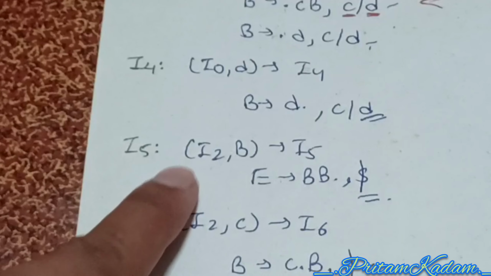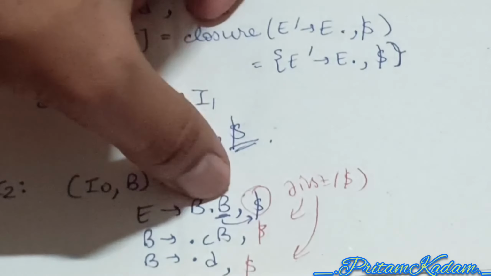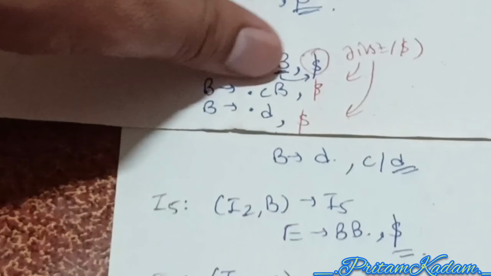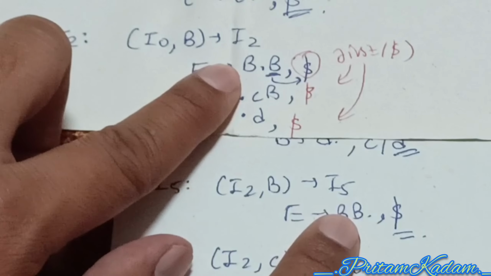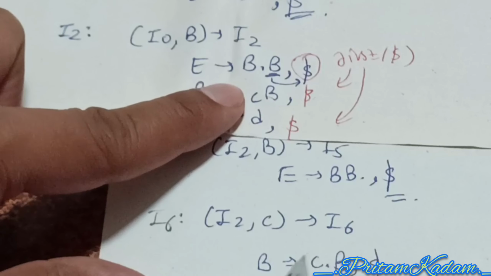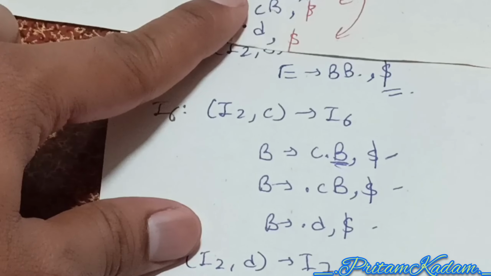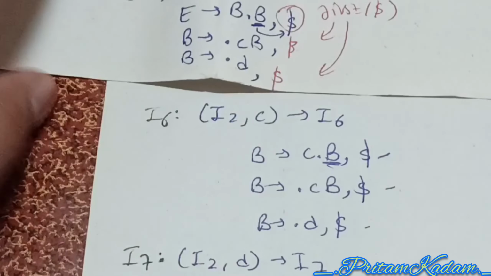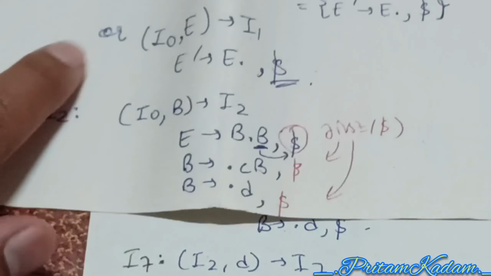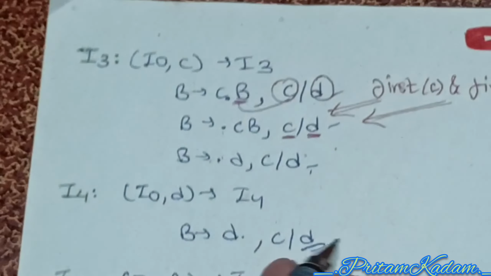Okay, now on passing capital B in the I2 state, I will get the I5 state. Okay, so we have the I2 state like this, with the production E gives capital B dot capital B, and it became E gives BB dot with the same look ahead, that is dollar. Okay, now I2 on C gives me the I6 state, that is C dot and then capital B. So as there is a non-terminal after the dot, we have to write the productions of B. So I have written the productions of B same as this one. So let us go to the next part. So on passing D in the I2 state, we get the I7 state. So B gives D dot and then dollar as look ahead.